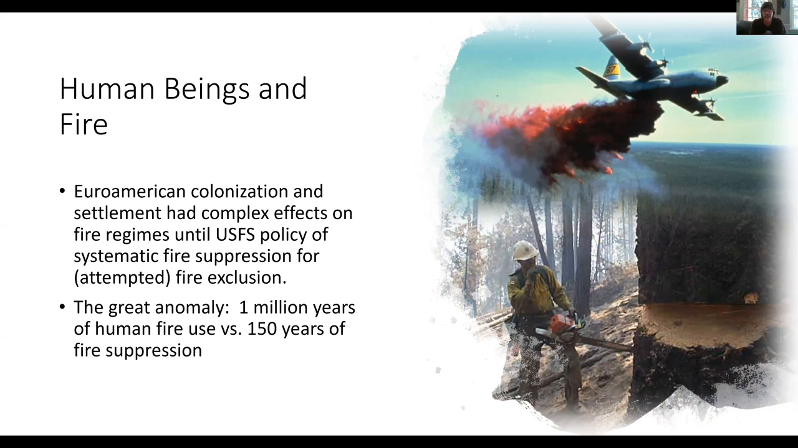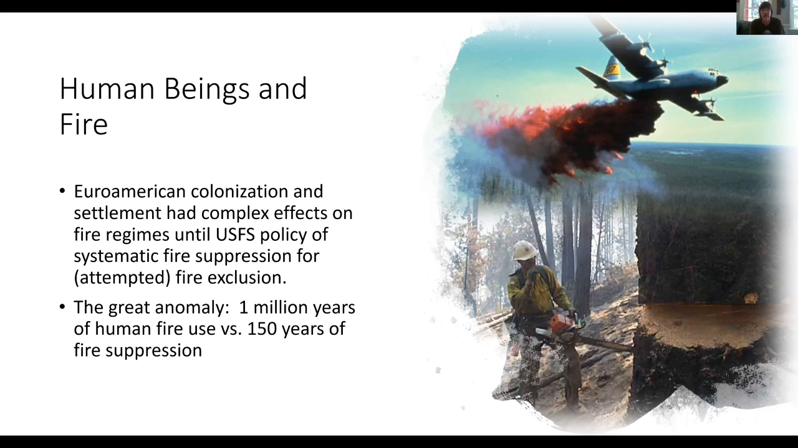Euro-American colonization and settlement had complex effects. It wasn't just that when white people came, they eliminated all fire. In some cases, they brought a lot more fire, very severe fire: railroads kicking up sparks through logged-over stump lands, horrendous fires, miners torching mountainsides to expose the ores, very, very hot fires. But then the Forest Service imposed its policy of systematic fire suppression with the goal of excluding and extirpating fires from the landscape.